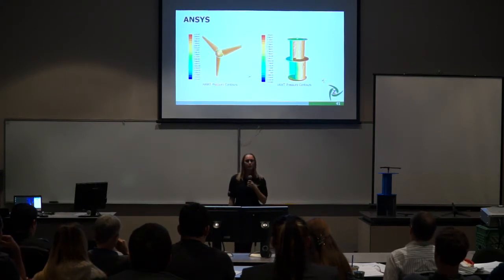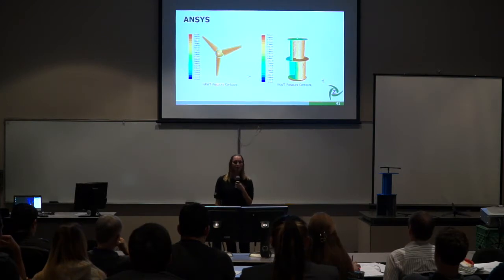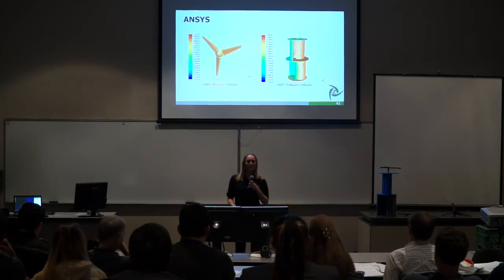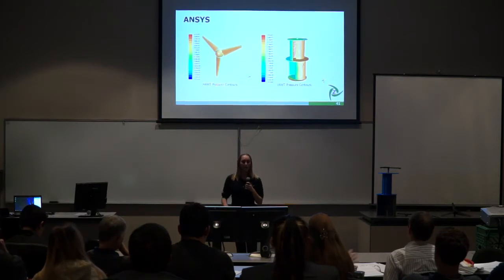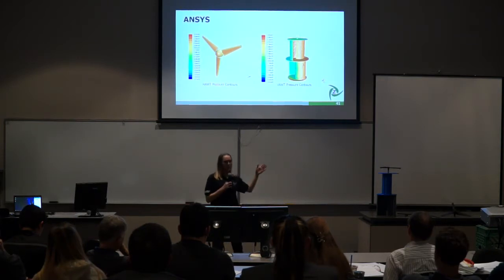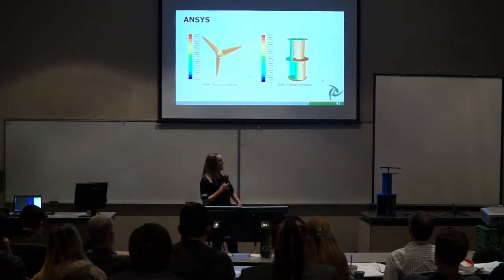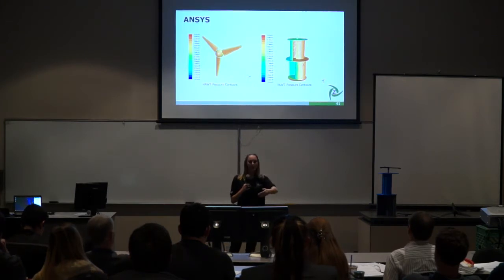The photos above show the pressure contours of applied wind speed of approximately 17 miles per hour. The orange areas are high pressures, and the blue are lower pressures. As you can see, the higher pressure is building up on the front of the blades, and then in the Savonius, it's building up in the cups, which is what we want.